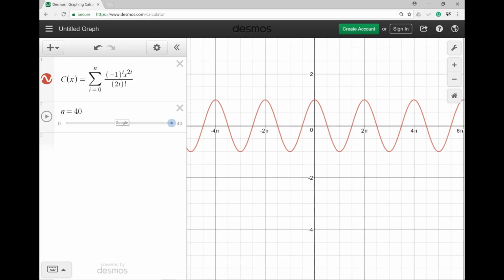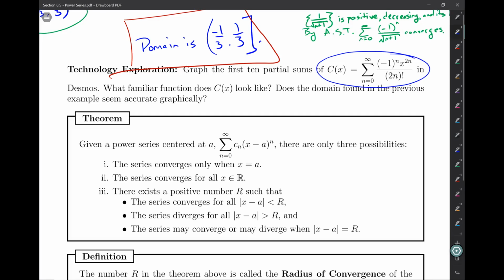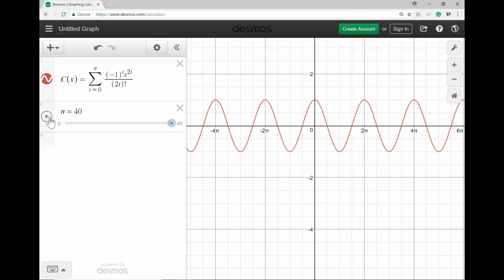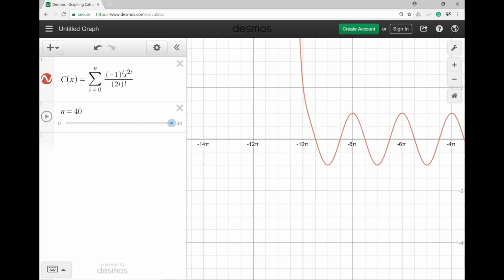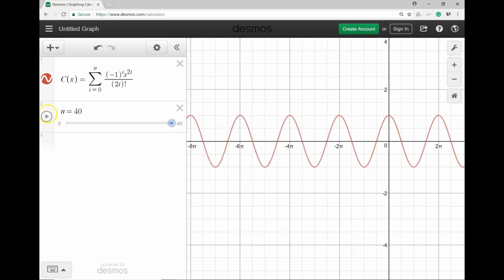But we were asked some questions over here, and it said, what familiar function does c of x look like? I don't know about you, I think it looks like maybe cosine of x. And then it asks, does the domain found in the previous example seem accurate graphically? Well, it's taken a while, but the domain does keep getting, to me, more and more accurate. Let's compare this with maybe one of our other functions that we were looking at.